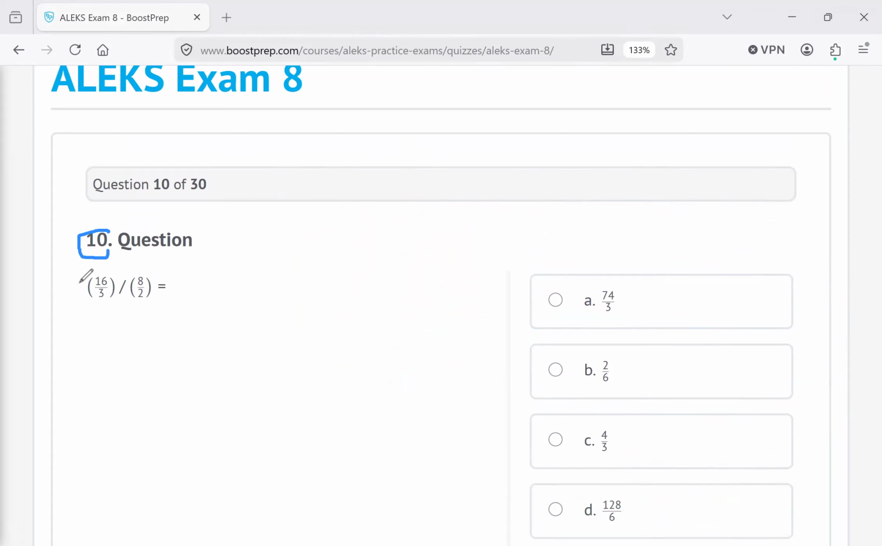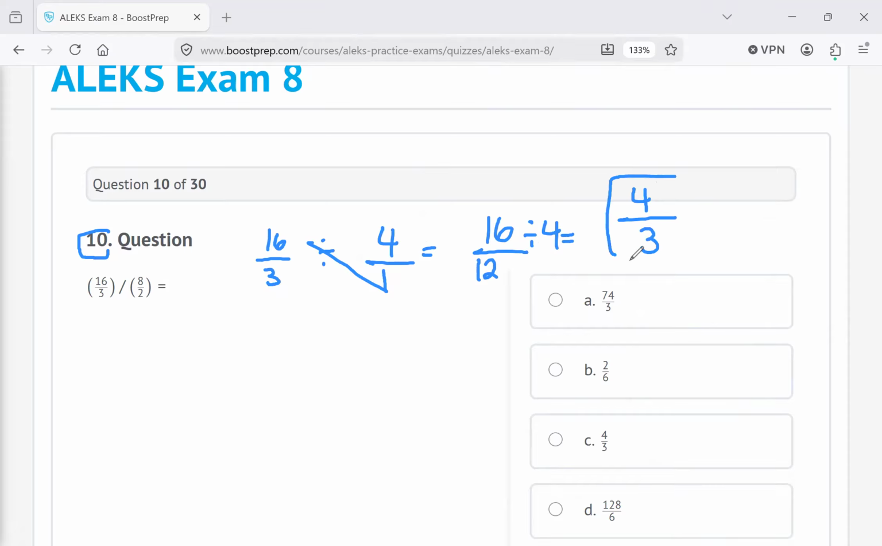Question 10. We have 16 thirds divided by 8 over 2. You can rewrite this as 16 over 3 divided by 8 over 2, which is 4, or 4 over 1. Then we cross multiply: 1 times 16 is 16, 3 times 4 is 12. Then you may reduce by 4: 16 divided by 4 is 4, and 12 divided by 4 is 3. So you get 4 thirds.